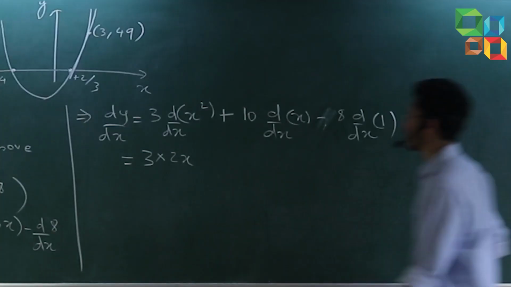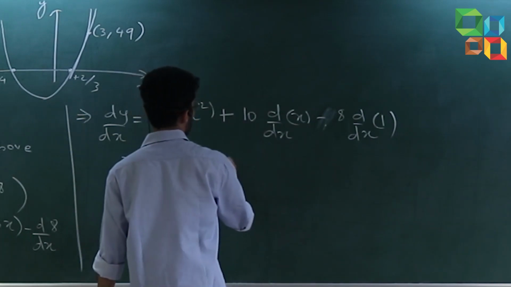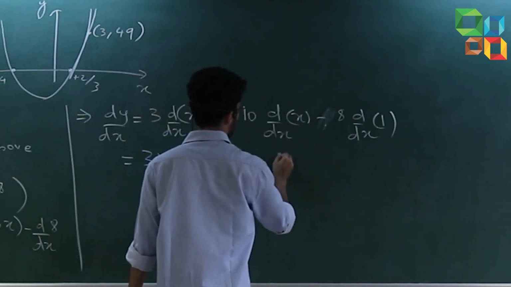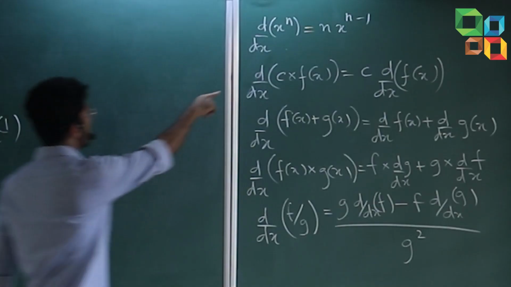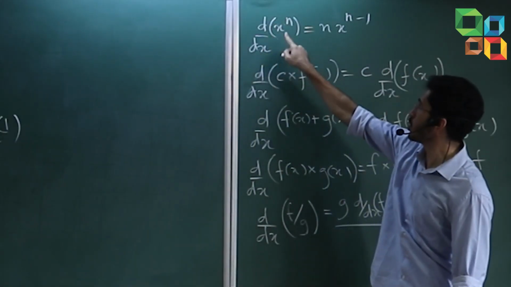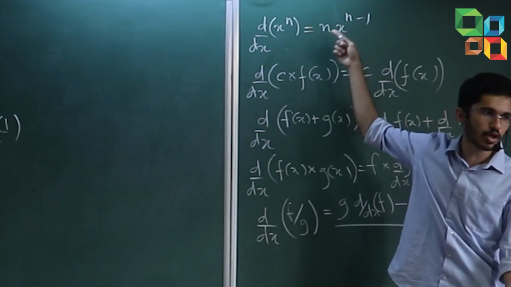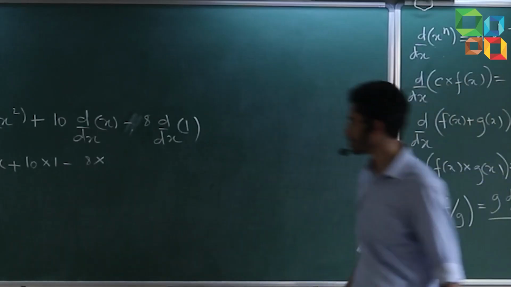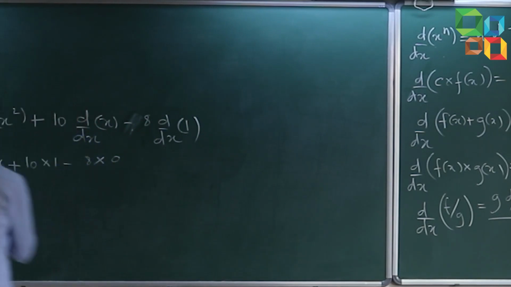So it's just 1. So 10 into derivative of x, which is 1. Minus 8 into 1, which can be written as x power 0. If you differentiate, use this rule, 0 comes here, and 0 into anything is 0. So the final answer is 6x plus 10.